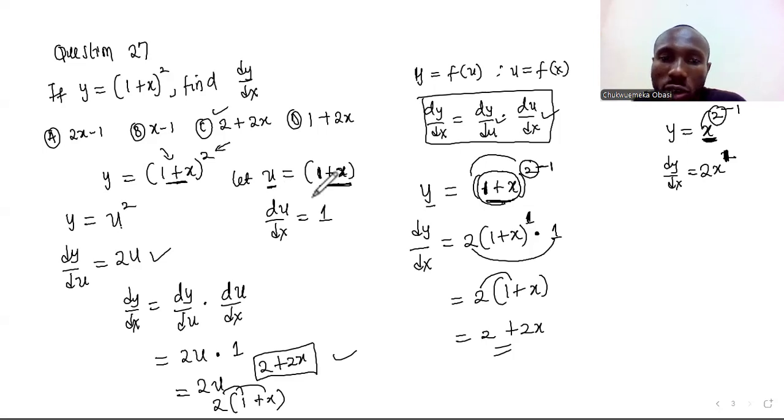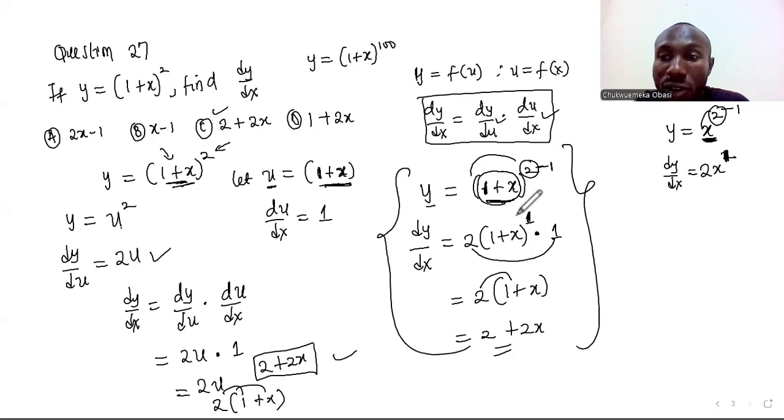The next thing you can also do is expand this, expanding 1 plus x squared. But you don't have to do that, because just imagine if you're given a problem like this to solve, y equal to 1 plus x to the power 100. Can you expand this in time? So you don't need this expansion concept. You need this chain rule idea in simplifying this problem.